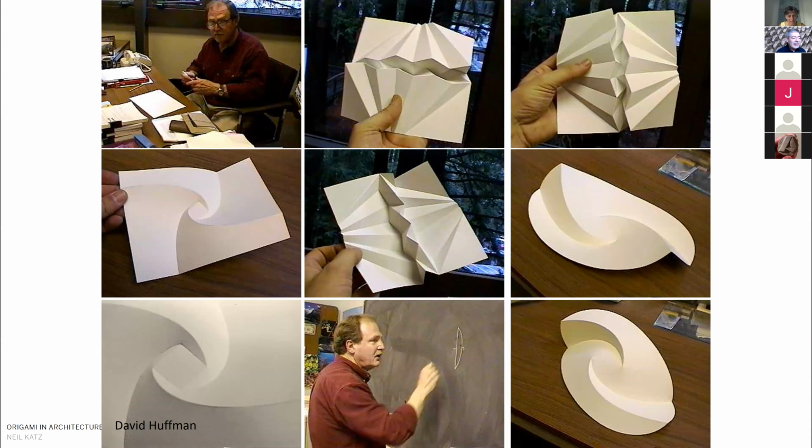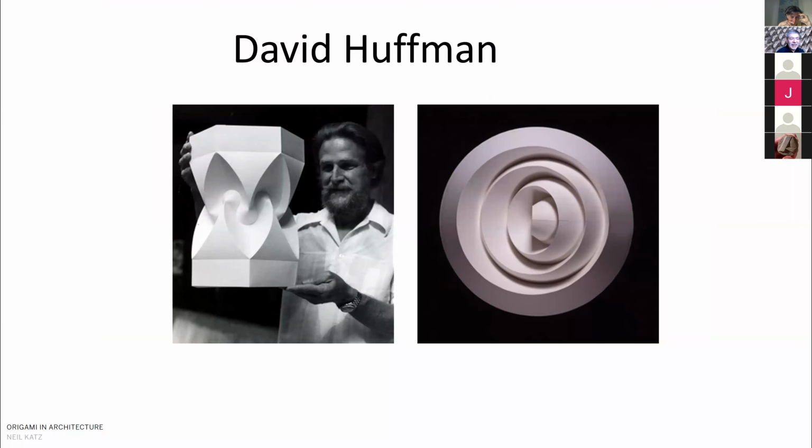Another master is David Huffman, who also came from a different field. He was a computer scientist, and then he became interested in origami and started writing about it and exploring these forms. And he also was looking at curved folds. Here you can see him holding one form and one of his other forms, which is very similar to some of the work that I was doing with Ron Resch, in fact. The one that he's holding is also very architectural. You can think of it as a column capital, for example.